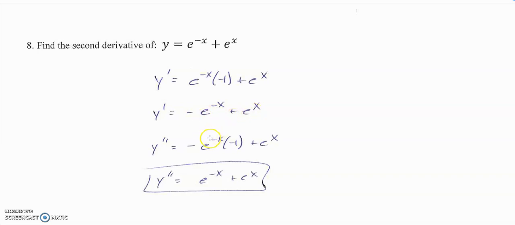Then take the derivative, so the negative stays in front. Rewrite e to the negative x, e to the negative x, and the derivative of negative 1x is negative 1, plus the derivative of e to the x, e to the x. Then we'll simplify again. Negative times negative 1 would be positive, e to the negative x, plus e to the x.